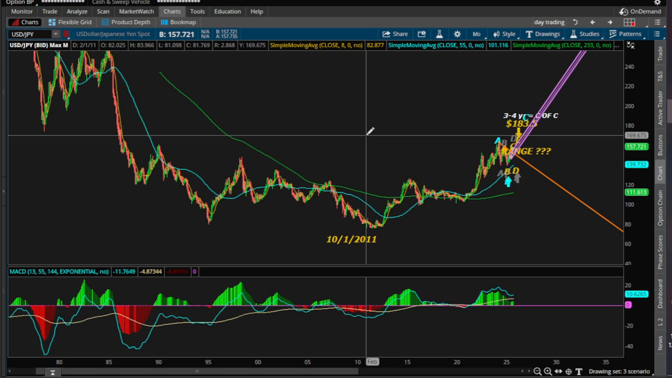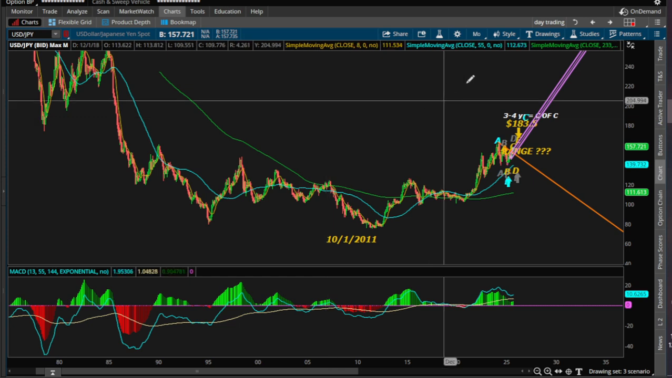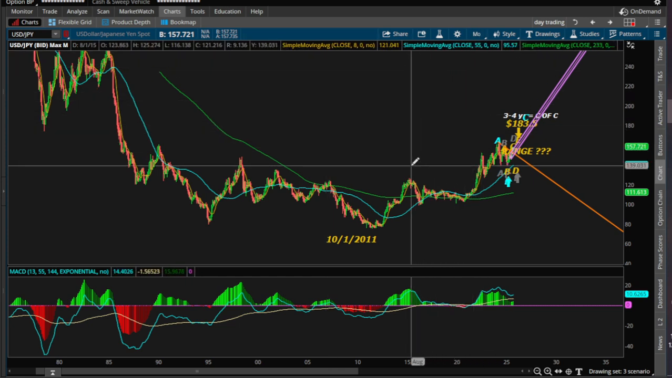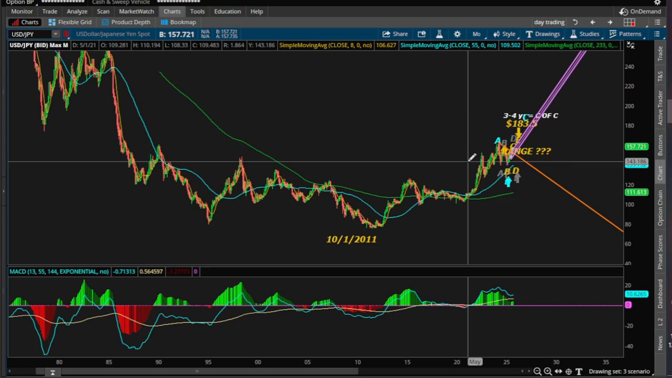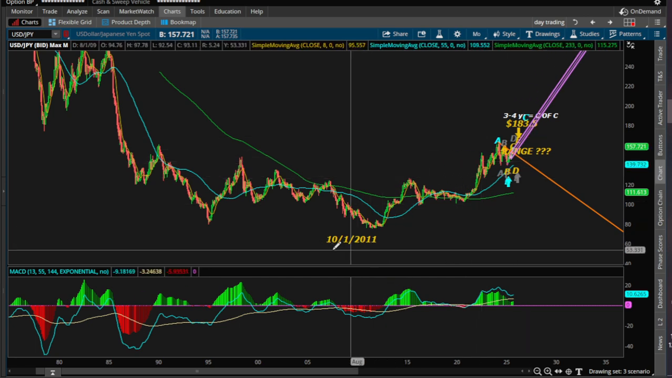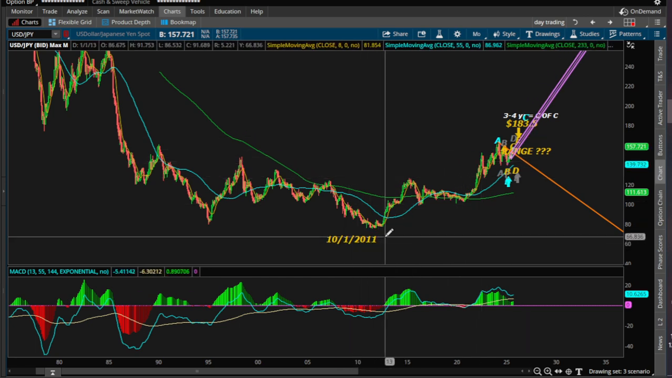Today we're going to give the weekly update for the US dollar, Japanese yen spot. And we're going to pull out all the bells and whistles on our Fibonacci tools. So first of all, this is the monthly time frame candlestick chart. We're going to be looking at our direction from the October 1st, 2011 move.